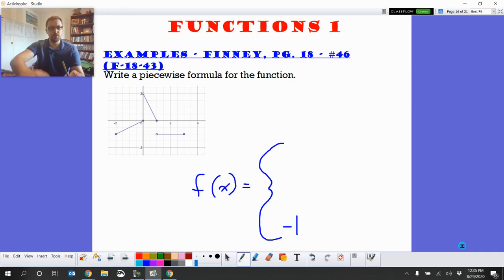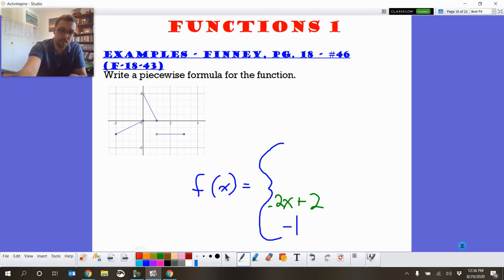Next, I'm going to do this one. Well, no, let's do this one. Let's do this one next. So it's got a y-intercept at 2, so I know it's going to be +2. And if I can get a slope, I've got point slope form, and I can totally get a slope. It's going down 1, 2, and over 1. So its slope is -2.